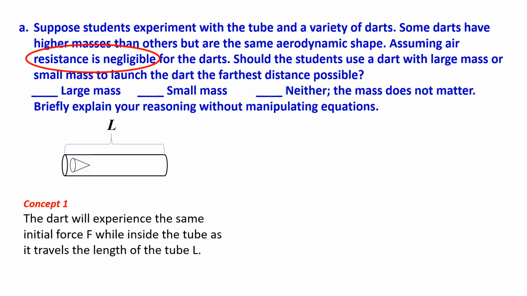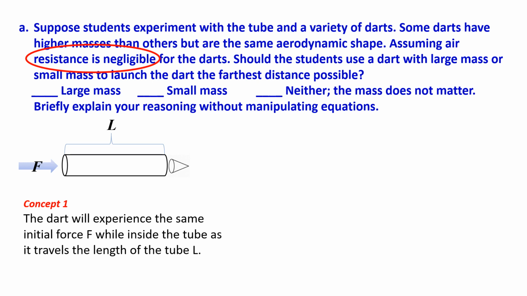Since we're using constant force, okay? Constant force is applied, and this is our first concept. The dart will experience the same initial force. So whatever we do, if the mass is small or the mass is big, we have the same F. What will happen when you apply force? The dart will leave the tube. It's like a blowgun principle. Concept one: the dart will experience the same initial force while inside the tube as it travels the length of the tube L.